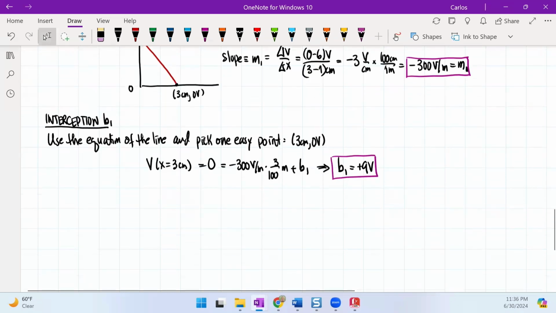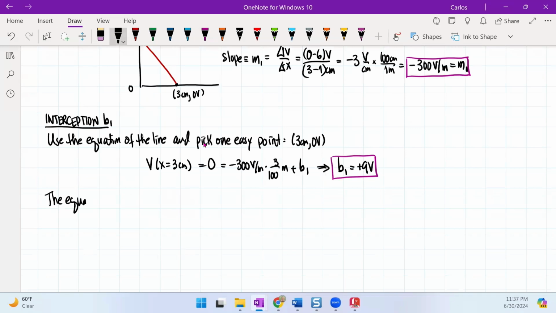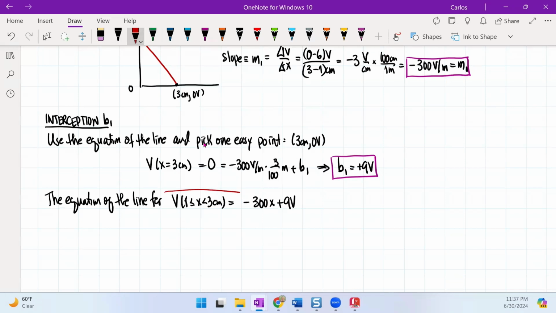So that means here that the equation of the line for the voltage between 1 and 3 centimeters is then going to have a slope of minus 300x plus 9 volts. So I now have my equation parameterized.